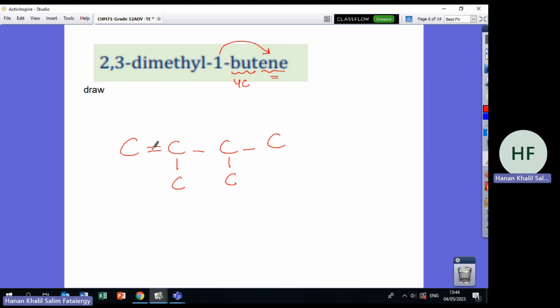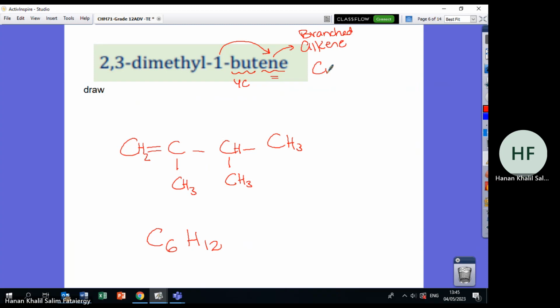Okay, so the double bond is at carbon number 1 and the branches are at 2 and 3. This is CH2. This one does not need, this one 3, this one needs H, this one needs 3, and this one needs 3. So the formula will be C6H, 3 plus 3 plus 3 plus 2 plus 1. This is 12. Okay, again I will say this is an alkene. This is actually a branched alkene. Okay, and the formula will be CnH2n.